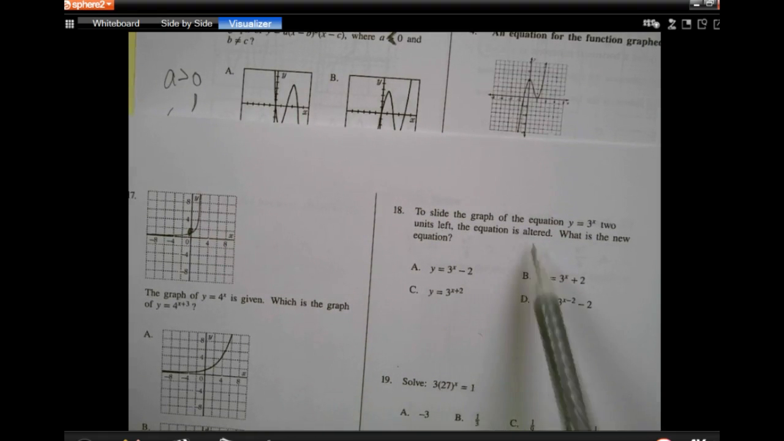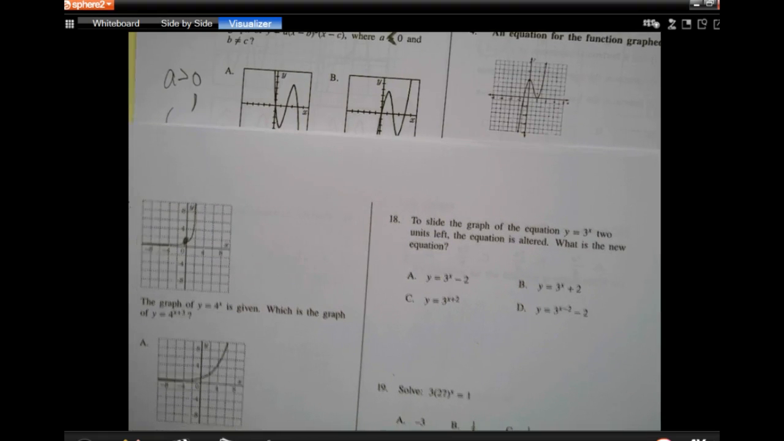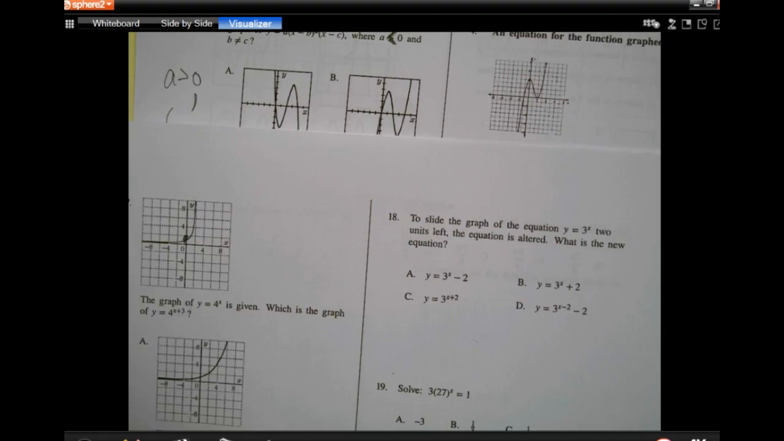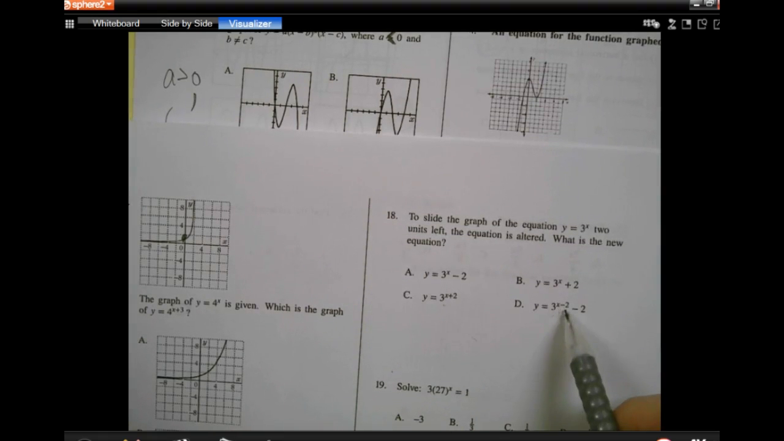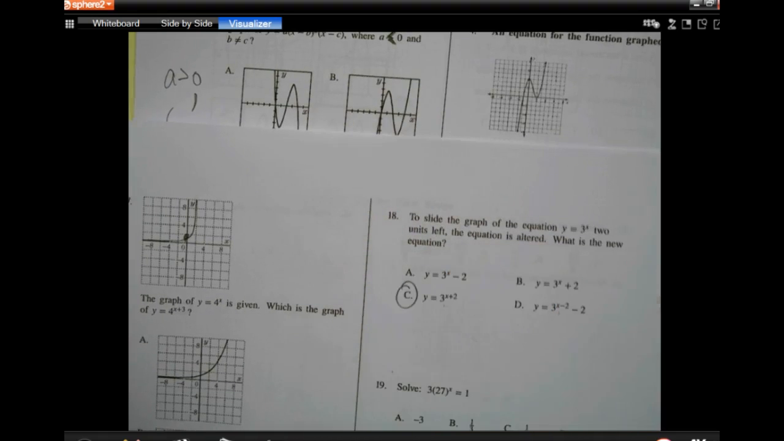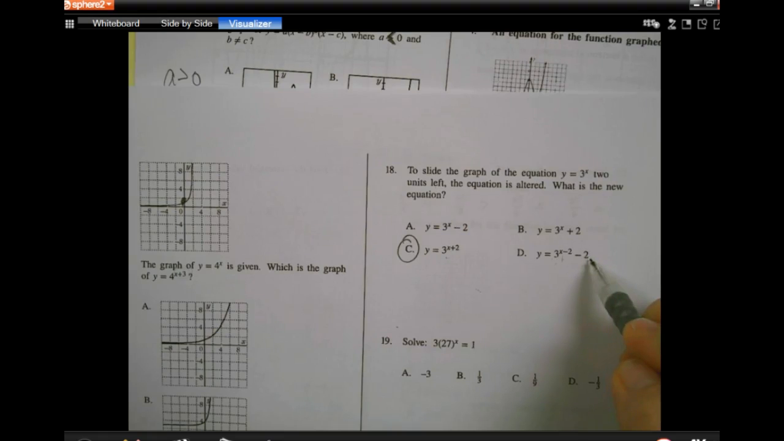Okay, to slide the graph of the equation y equals 3 to the x, 2 units left. So I'm shifting 2 units to the left. It's a big fat liar. So it either has to be C or D, right? Because that's the only one that has the 2 with the x. And the minus 2, that's not lying, so it has to be C. And plus minus 2, what does that minus 2 do? It moves it down. It didn't say anything about moving it down.